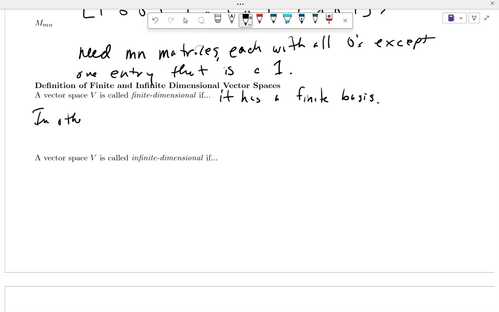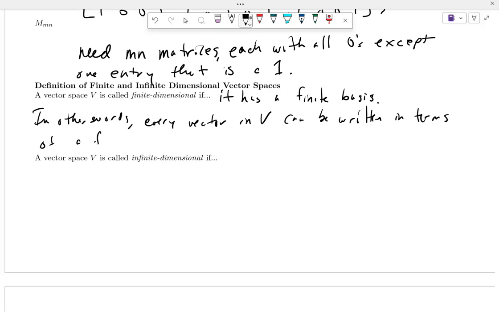I'll just write that down. In other words, every vector in V can be written in terms of a finite number of vectors in V. There's a finite set that generates everything. So infinite dimensional must mean it's an infinite set that does that, right?